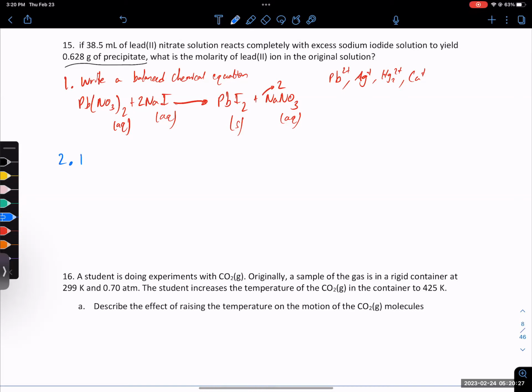Yeah, or as I always call it, find what you're looking for. So let's see, we have 0.628 grams of precipitate, and we need the molarity of lead-2 ion in the original solution. So we need to go from our precipitate to which compound?